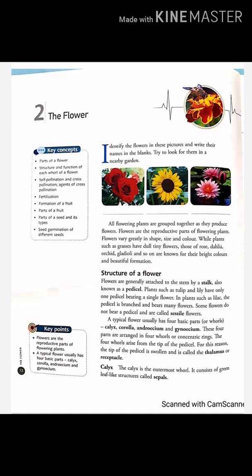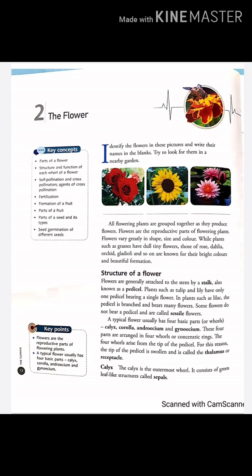Now see the function of a flower. The main functions of the flower are pollination and then fertilization. So see what is pollination. For seed formation, the pollen grains produced in the anther must be transferred to the stigma of the pistil. The transfer of pollen grains from the anther of a flower to the stigma of the same or another flower is called pollination. Pollination is of two types, self-pollination and cross-pollination.